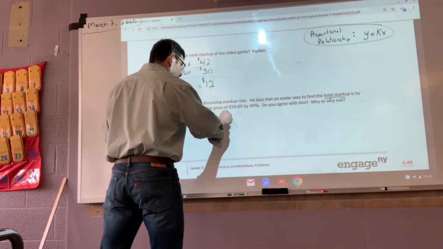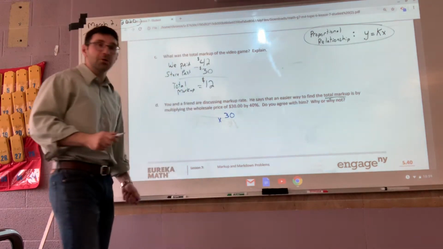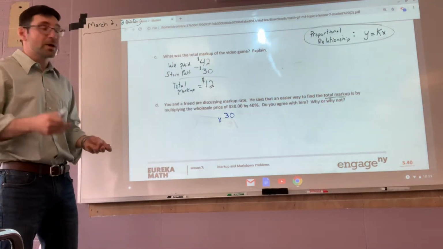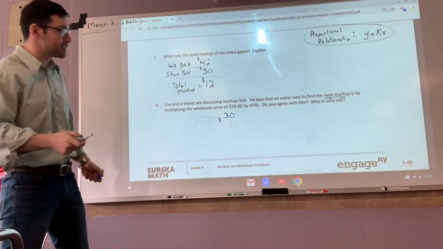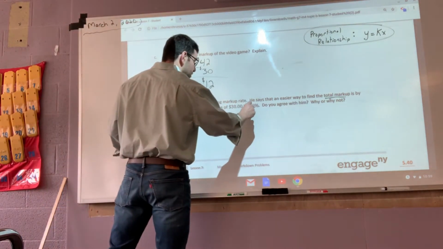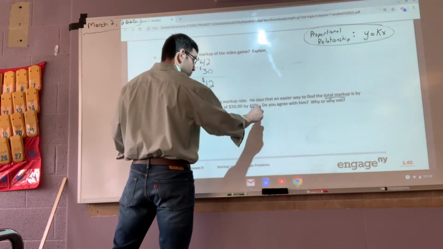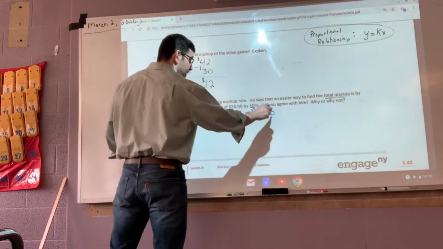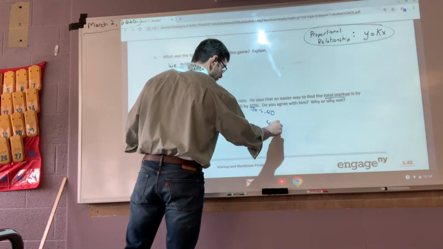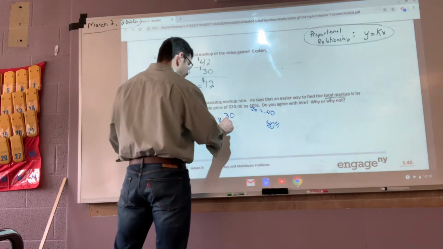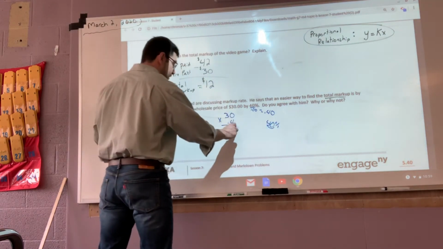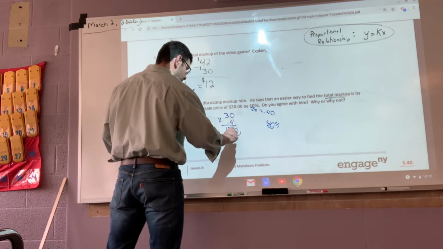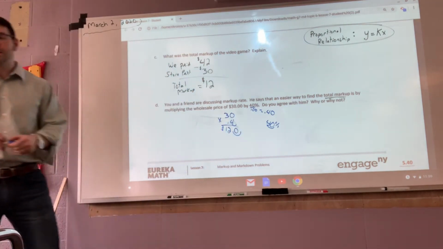Well, we take 30 and we multiply it. Well, we can't multiply it by 40%. This is why it's so important to understand how to change that percent to a decimal. We either divide it by 100, which gives me 40 hundredths or 4/10, or we can move that decimal. So I can multiply 30 by 4/10. That gives me 12. Oh, so it still gives me the same markup.